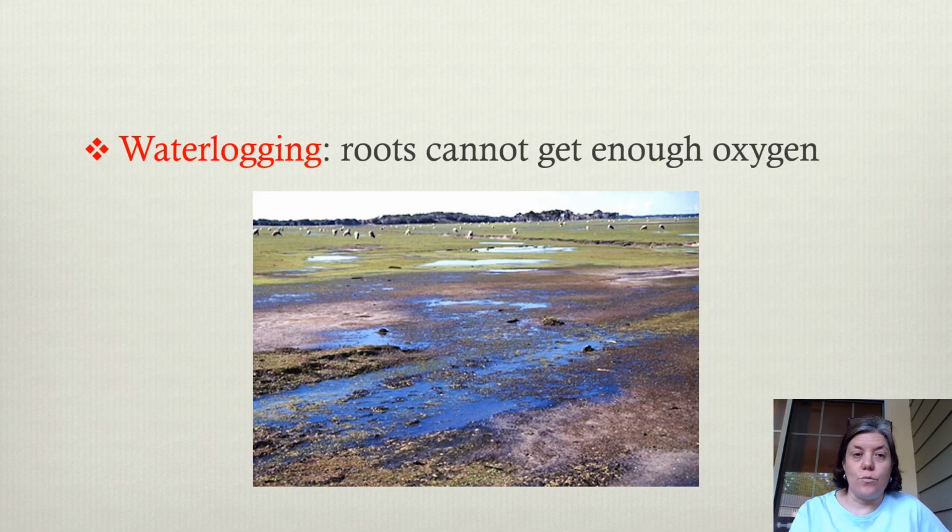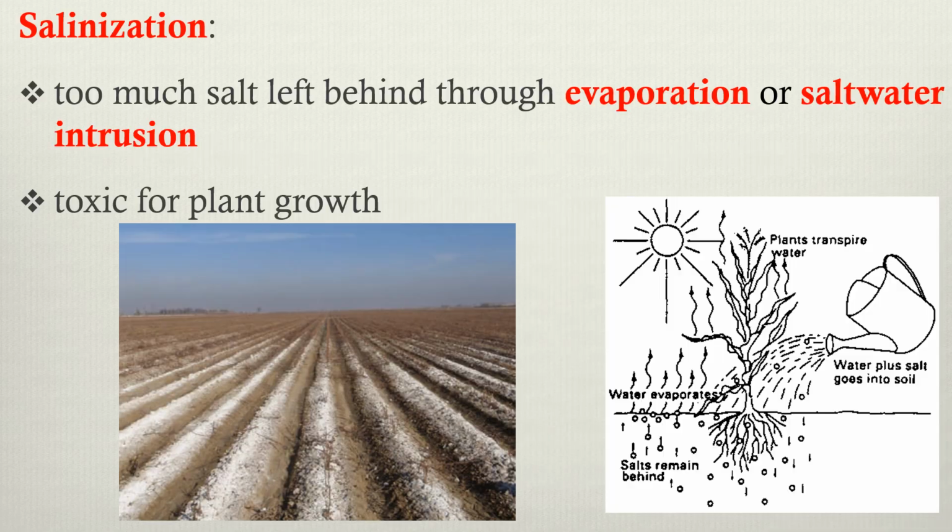Here are a couple of drawbacks to irrigation. What you see here is waterlogging. You see a large amount of water on this field, and if we put too much water on a field, then we basically flood the roots. They can't get enough oxygen, and they could die. Another drawback of irrigation is called salinization. What this means is that we have too much salt left behind through evaporation or saltwater intrusion. This can be very toxic for plants. What you see here is a lot of salt left on this field.